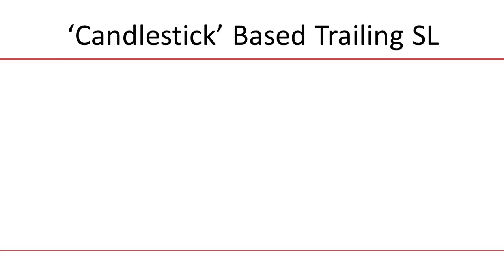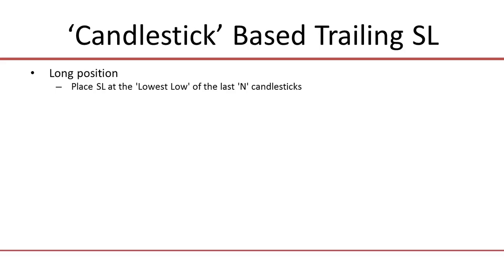Let me first explain this candlestick based trailing stop loss. Let's say we're holding a long position, then we will place the stop loss at the lowest low of the last n candlesticks, where n is a number that is decided by the trader. So let's take an example where n equal to 4 and these are the latest 4 candlesticks. Then we will place the trailing stop loss at the low of the third candle, as that is the lowest low. And we will keep repeating this process as each new candlestick is formed.